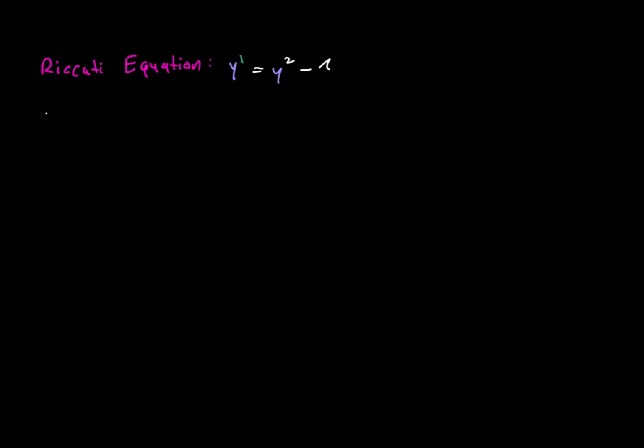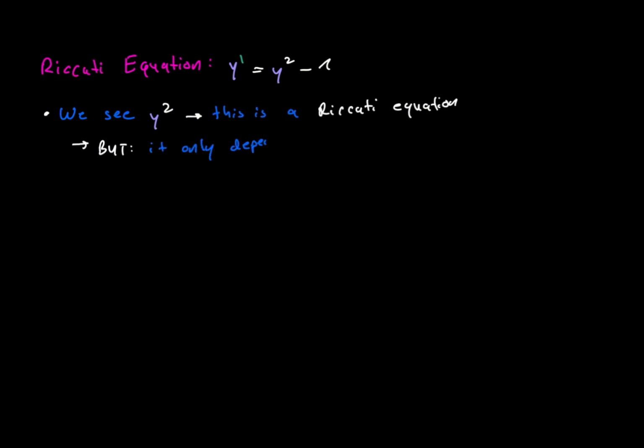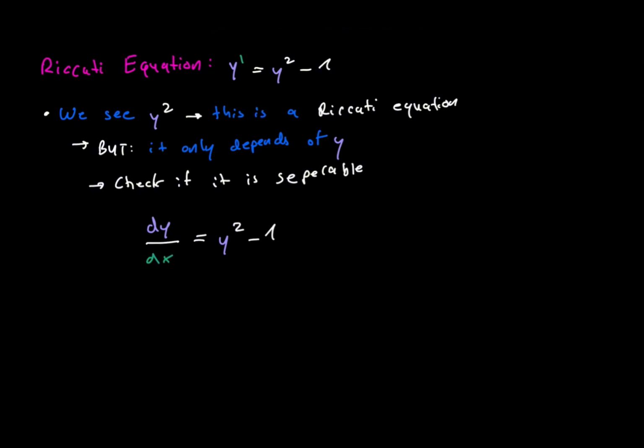We solved the differential equation y prime equals y squared minus 1. First, we recognize the type. We see a y squared term, so this is a Riccati equation. But the right side only depends on y, so we check if it is separable. We write it as dy over dx equals y squared minus 1.